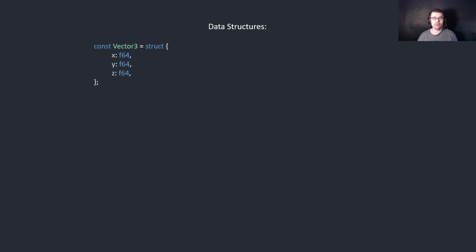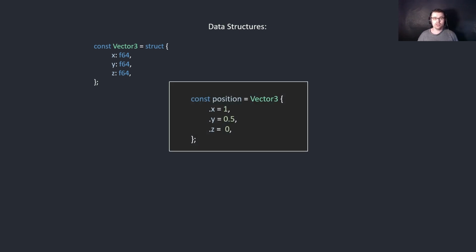For data structures, we have structs, which is just a collection of variables. You can also use methods in structs, but I'm not going to go into that in this video. To create a struct, you do this. If you want to create a copy of one, you do this. It's basically like a constructor itself.